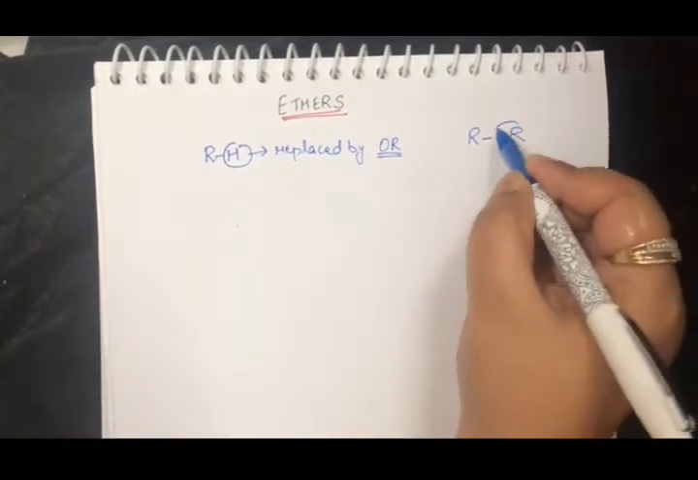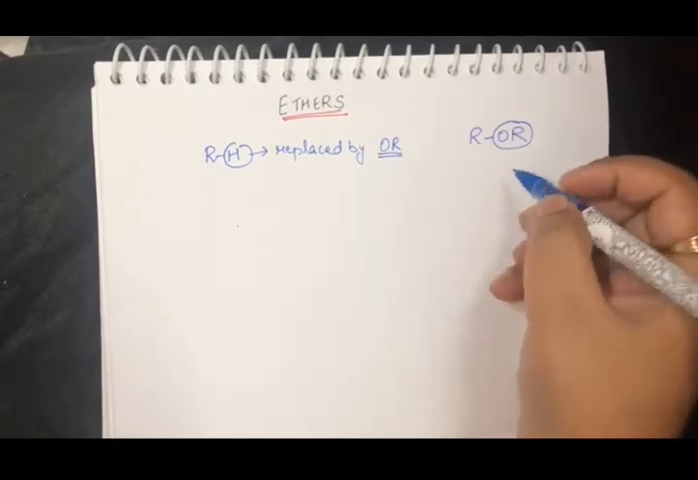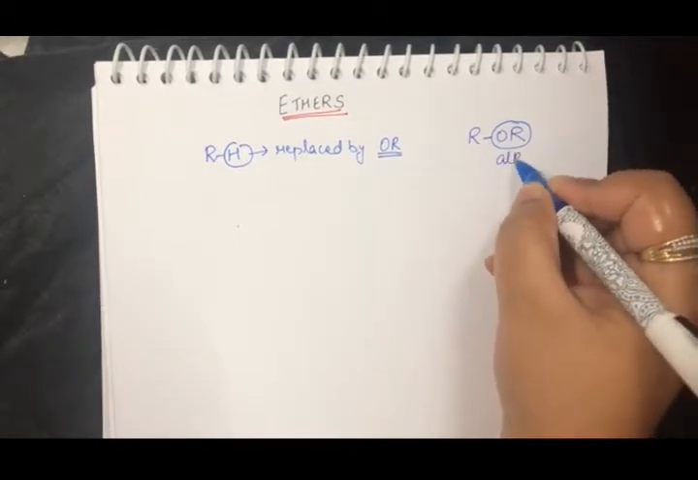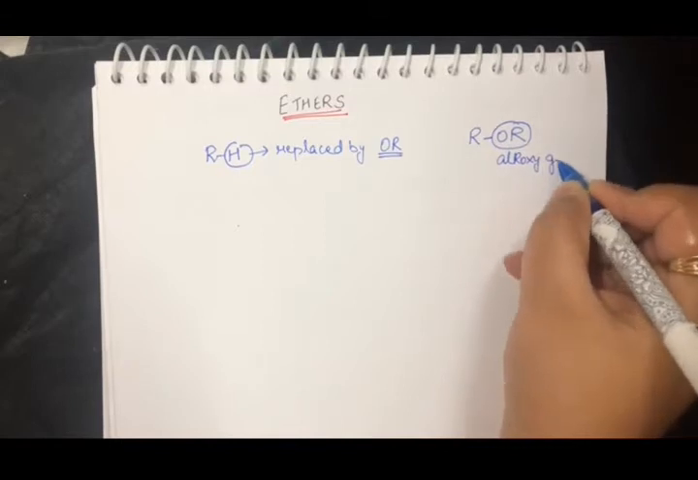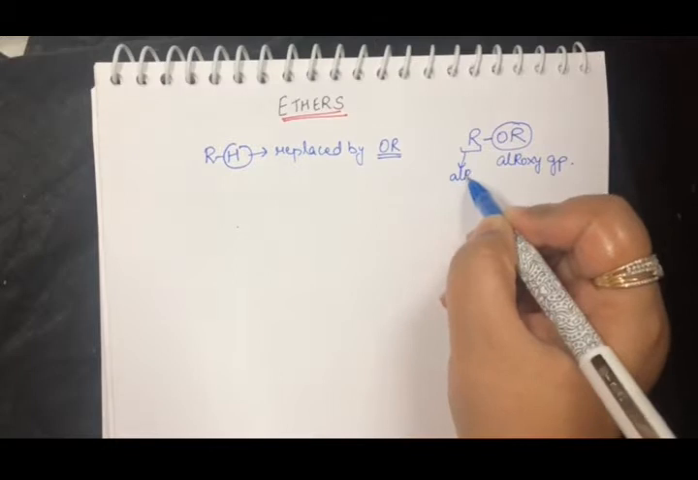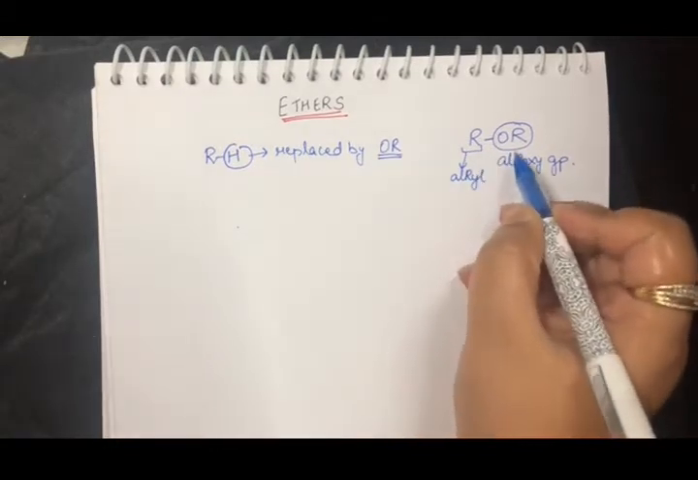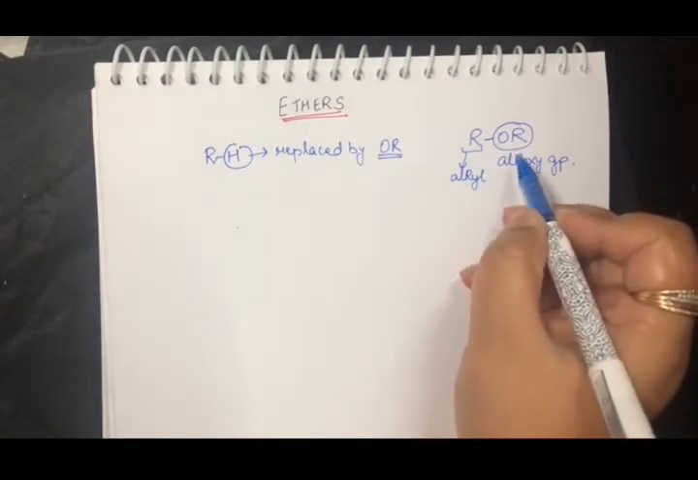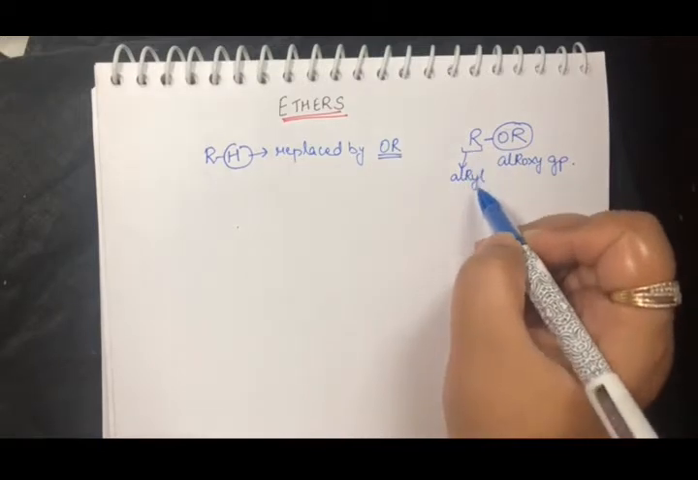Now what is this OR? This is an oxygen with the alkyl group. This group is called the alkoxy group. And what is this? This is my alkyl group. Why? Because one hydrogen from my normal alkane has been replaced. So this remains my alkyl group.